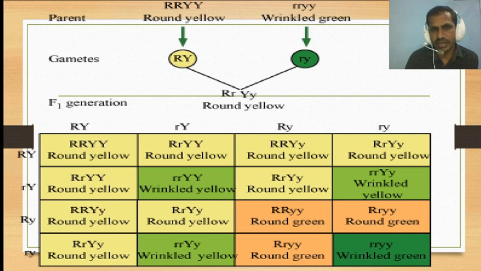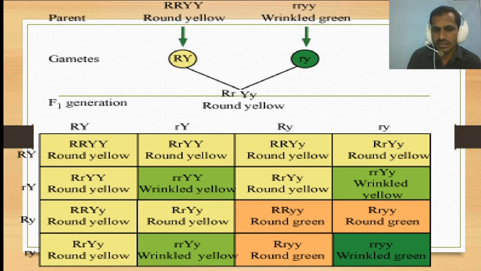It's no problem. So here round is symbolized as capital R, yellow as capital Y, wrinkled as small r, and green as small y. The gamete we get from round yellow is capital R capital Y, and from wrinkled green we get small r small y. In the F1 generation, when we self-pollinate, capital R small r and capital Y small y, we get round yellow. When the F1 generation is intercrossed, we will get four types of gametes: capital R capital Y, small r capital Y, capital R small y, and small r small y.